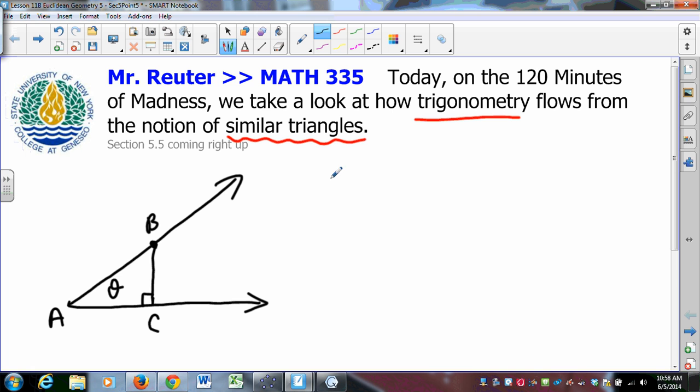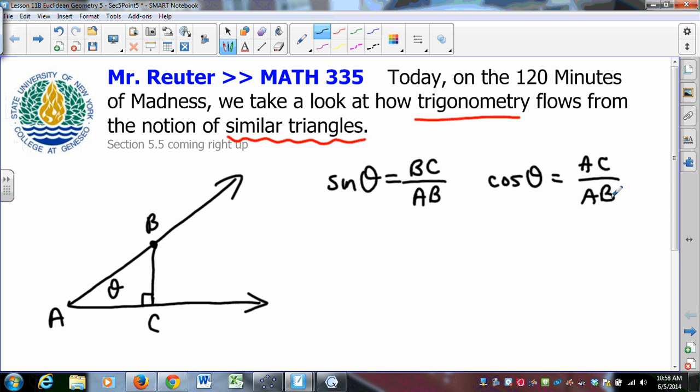Then we define sine of theta as the ratio of BC to AB. And we define the cosine of theta as the ratio of AC to AB. Now, there are really good reasons for that. They flow off of the unit circle. We're not there yet because we're building our geometry, but we will define these ratios in this way.